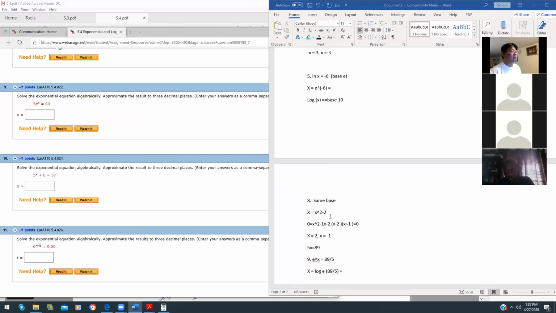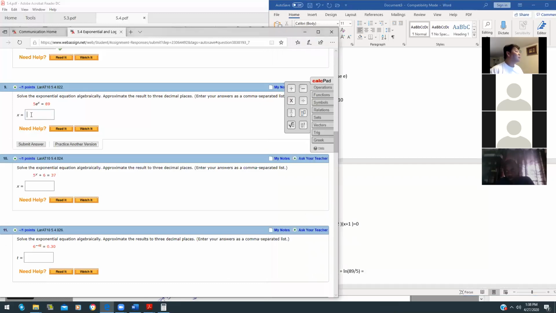No, not base 10. ln, yes, log base e is ln. So this is ln 89 over 5. Can anyone with a calculator help me with this? Yes, log base e is ln. So this is ln 89 over 5, 2.879. Yep, this is correct. So in 3 decimal places, 2.879.